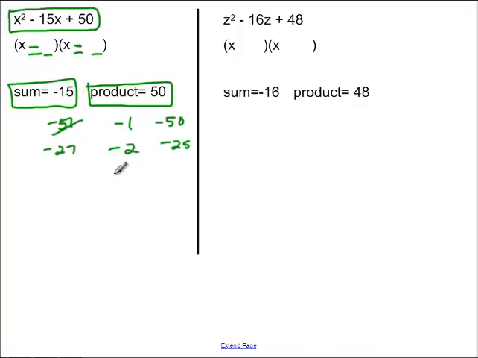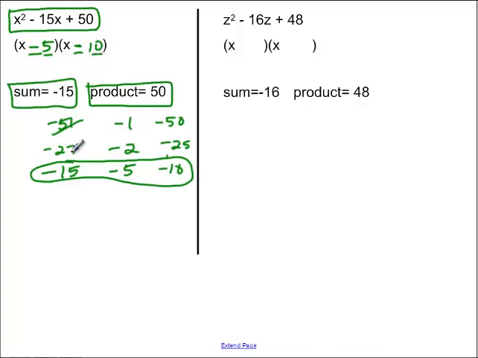All right, we'll keep going. -3, does 3 go into that? No. 4 does not go in. 5, how about -5 times -10? -5 times -10 gives us a positive 50. What does it add up to? -10 plus -5 is -15. And sure enough, that's our sum. So there's our pair that we're looking for. That's the magic number. So the two numbers that we put in there would be -5 and -10.